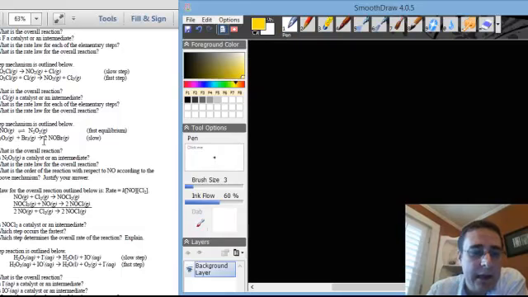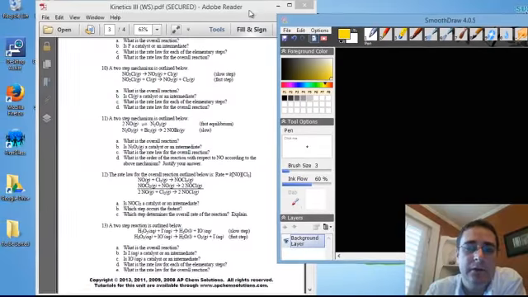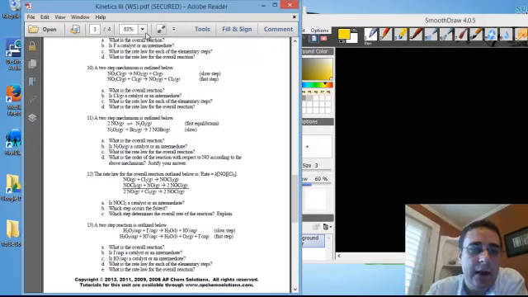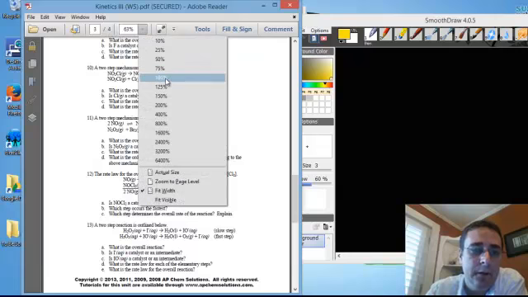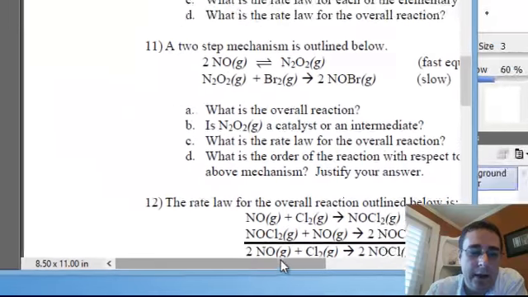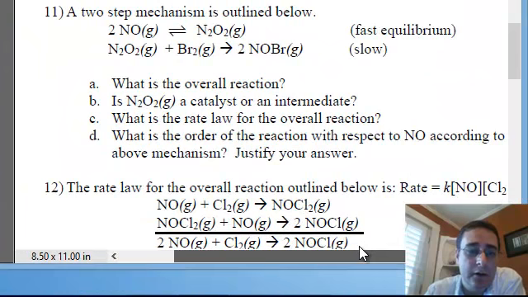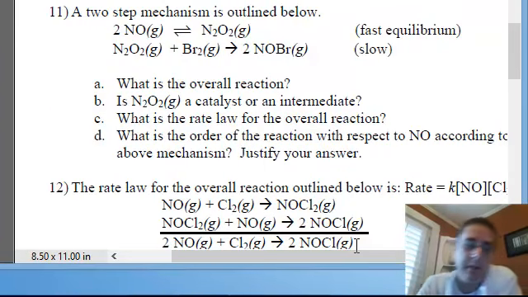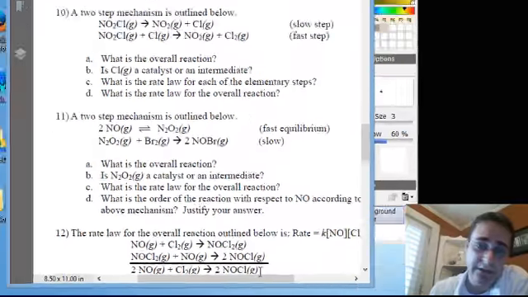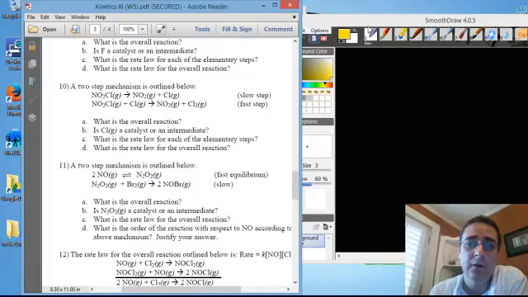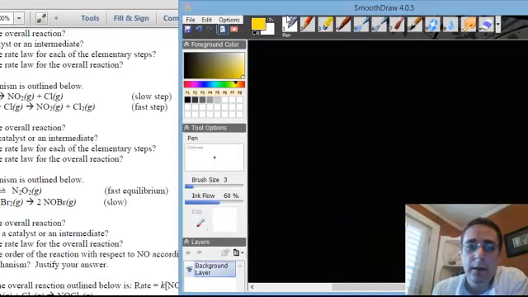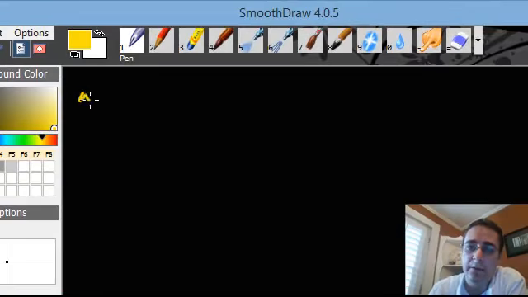Okay, so let's look at number 10 here. Okay, so in number 10, they give us a reaction mechanism. Okay, and they ask us, what is the overall reaction? Is chlorine a catalyst or an intermediate, which we haven't covered? We'll cover it while we do this problem. What is the rate law of each of the elementary steps? And what is the rate law of the overall reaction? Okay, so let's start with A here. Okay, so what is the overall reaction?